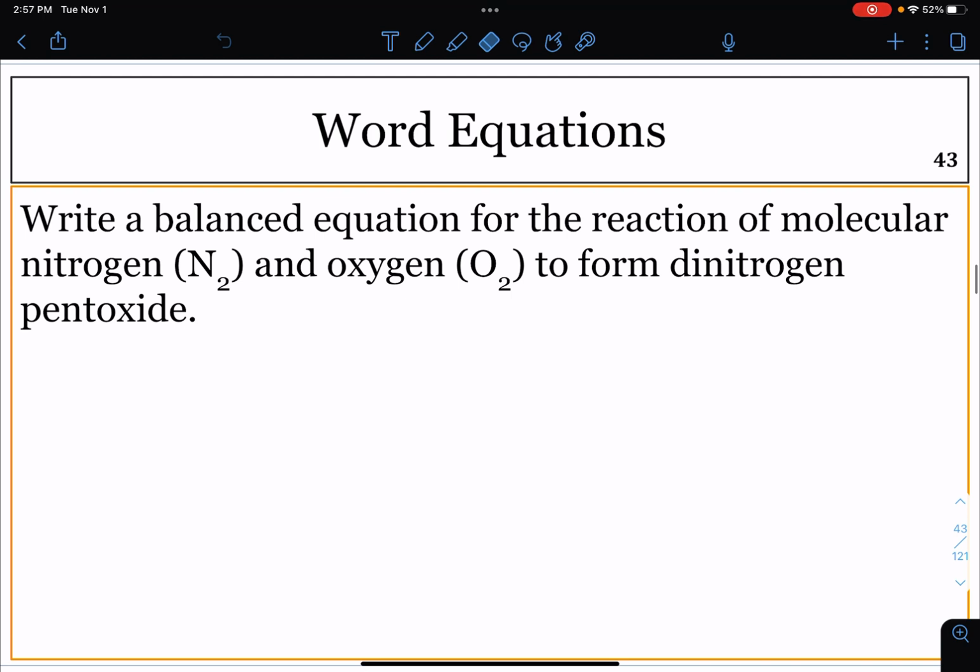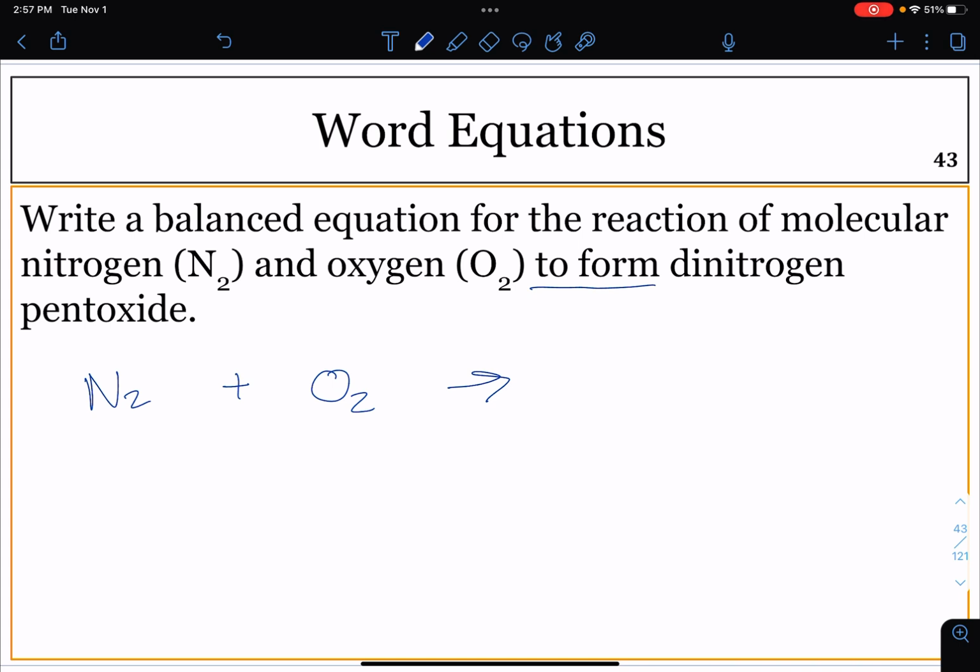So let's go back to the original content for this lesson. We need to turn these word equations into balanced chemical reactions. Write a balanced equation for the reaction of molecular nitrogen and molecular oxygen to form dinitrogen pentoxide. So this is the way we put this together in a chemical reaction. We have molecular nitrogen and molecular oxygen. Whenever it says to form, or to yield, or to produce, or to create, or something along those lines, that is your clue to add the arrow.